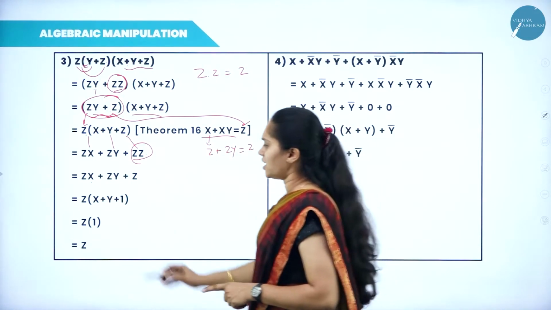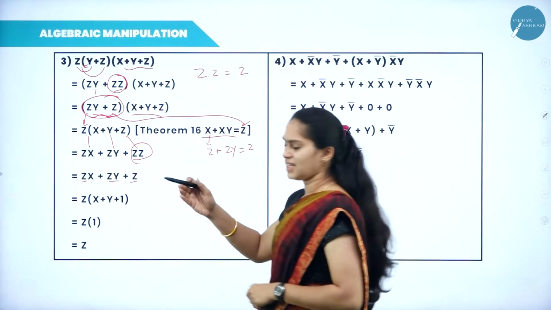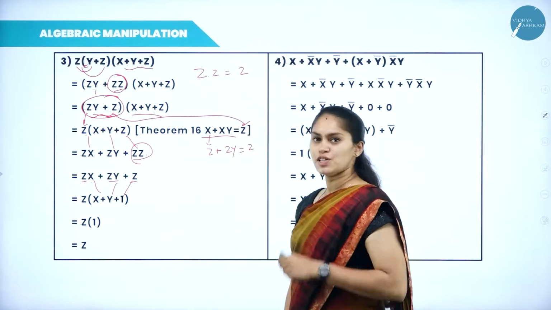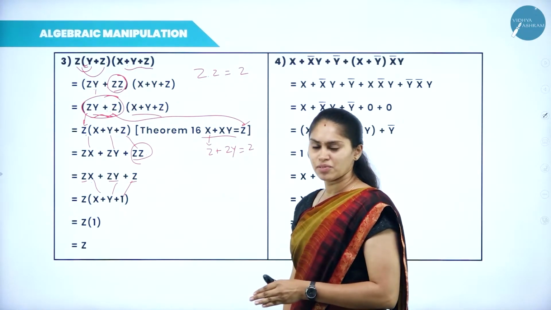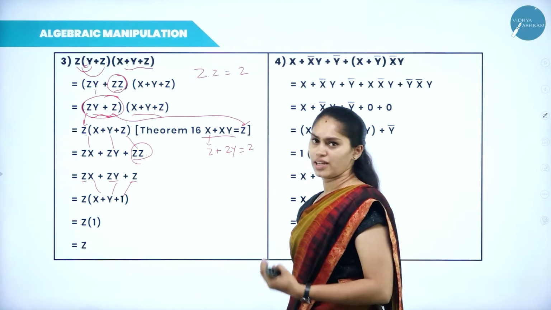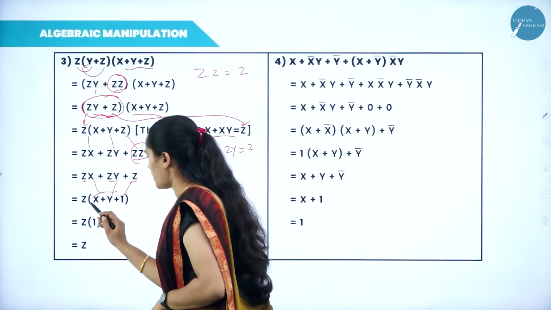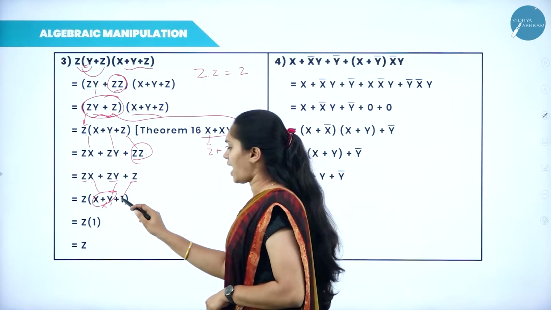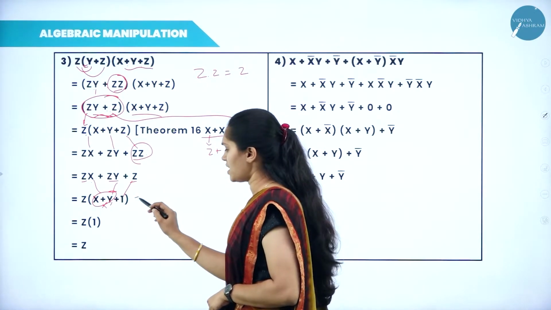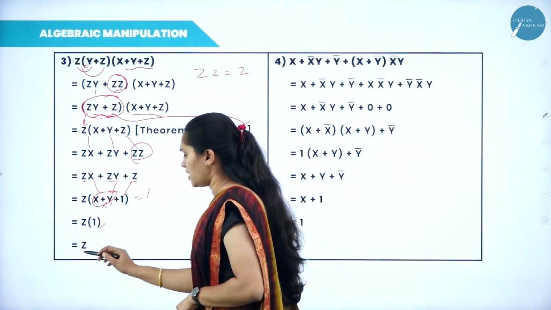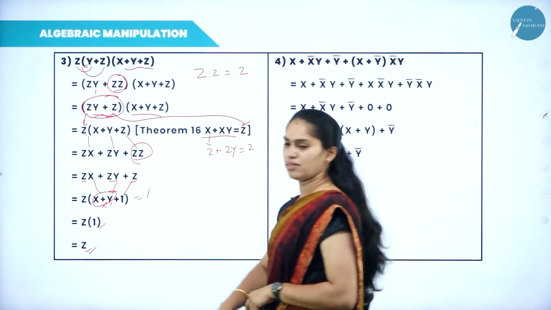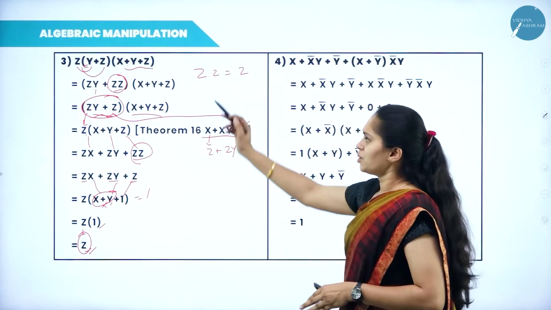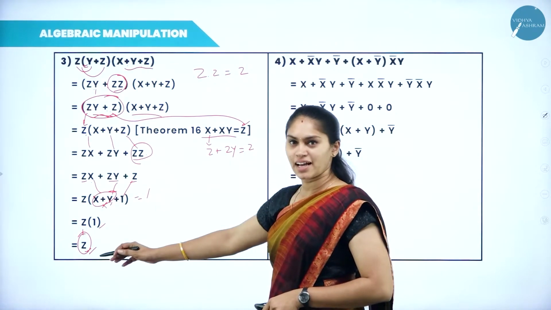We know that we have the common factor z in all three terms, so I will take it out. Then it will be x plus y plus 1. As we all know, if I add any number with 1, we are going to get 1 itself. So this x plus y will be considered as one term, and I will add that with 1. So it will give us 1. So z into 1, if I multiply any number with 1, it will be that variable. So z will be the final answer for this Boolean expression. So the final answer is z.